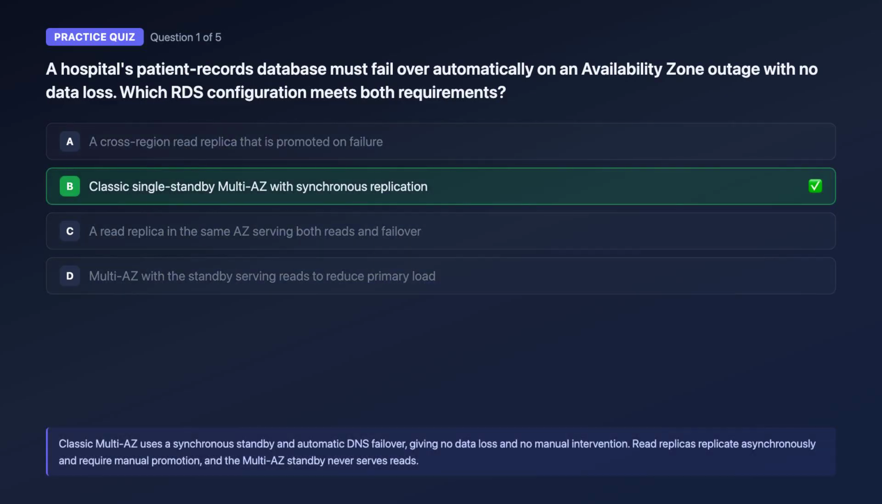This one is B. Classic multi-AZ gives you a synchronous standby and automatic DNS failover. That's zero data loss with no manual step. The read replica options replicate asynchronously and need manual promotion. And option D is impossible because the multi-AZ standby never serves read traffic.